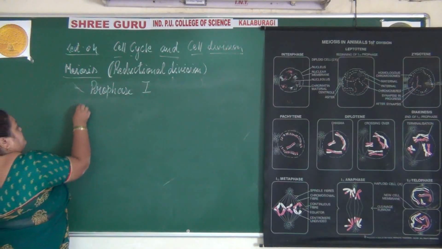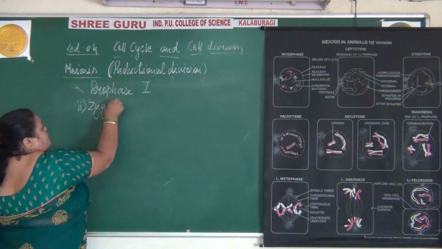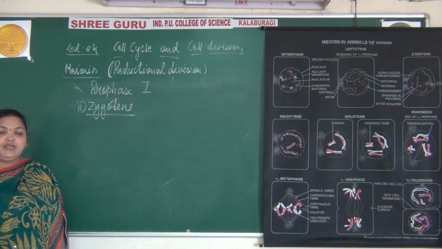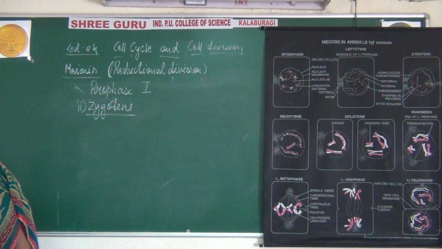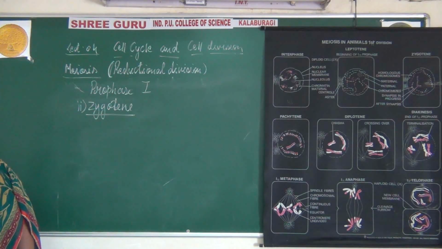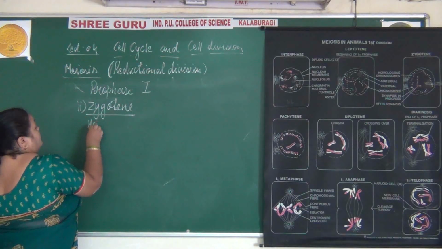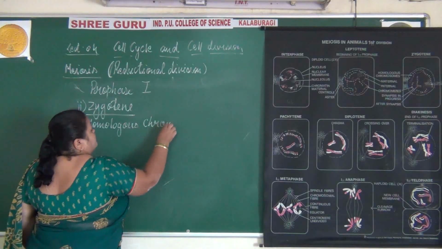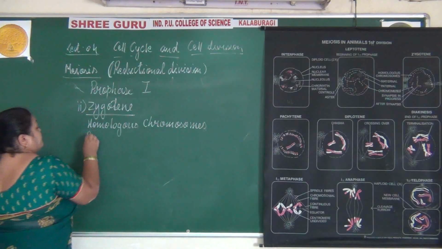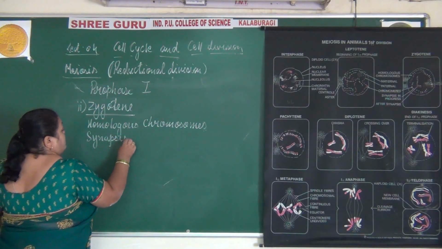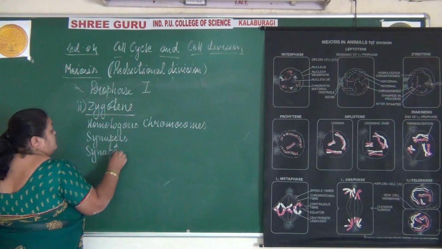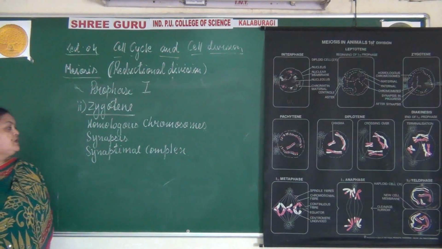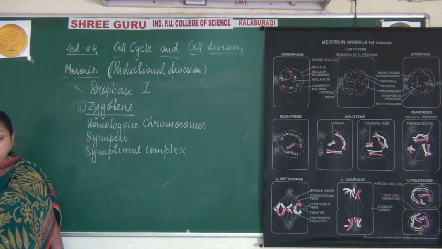The second one is zygotene, where we will go through the main events that occur. Before that, we will become familiar with some words used in the process of zygotene: homologous chromosomes, synapsis and synaptonemal complex. We will try to know the meaning of these words.